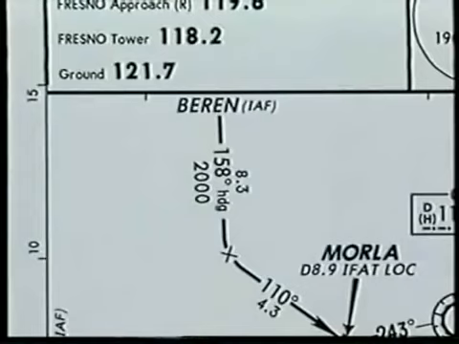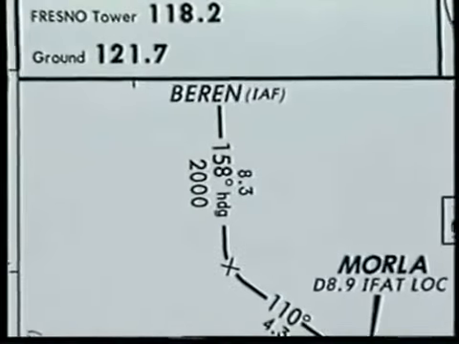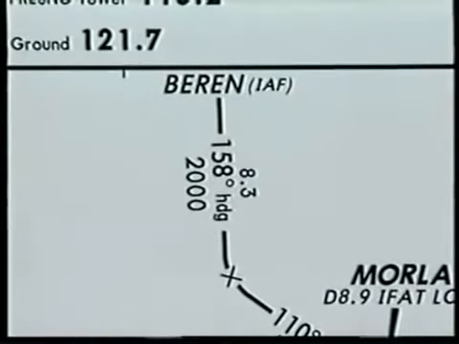On some routes, you must fly a heading rather than receive course guidance from a navigation facility. Where this occurs, the letters HDG are printed near the route.